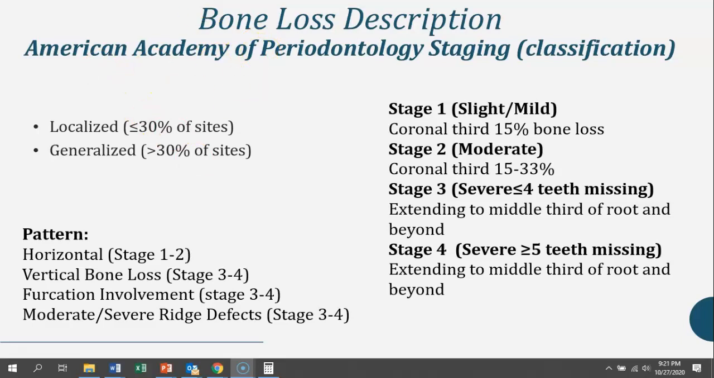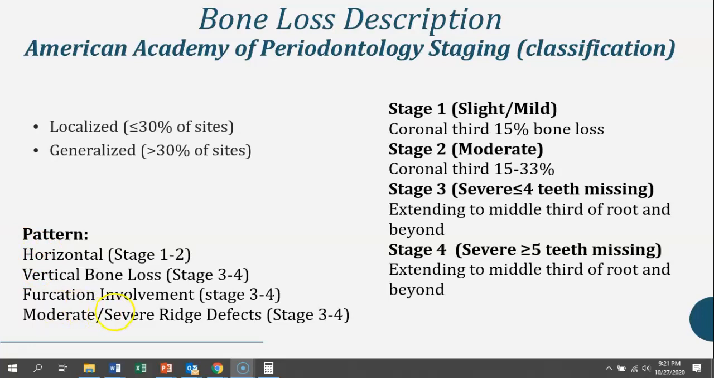And then we talk about the pattern of bone loss. So this is sort of the extent of the disease, and then we talk about the pattern. The pattern of bone loss can be horizontal, where it just keeps going straight down, like both sides stay pretty even. And that's usually visible in stage one and two.